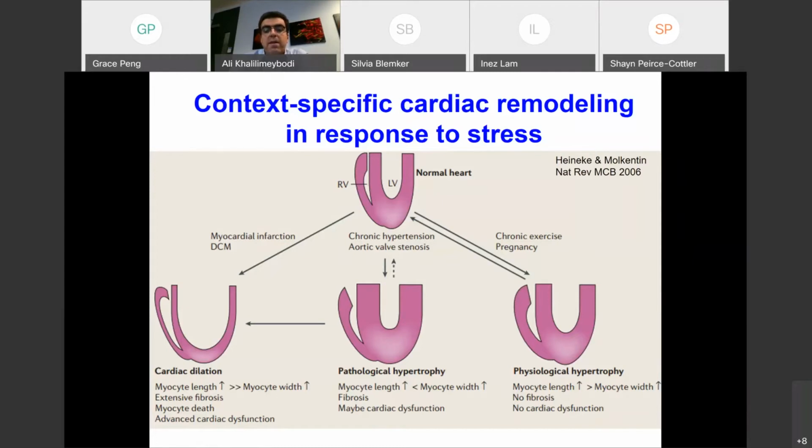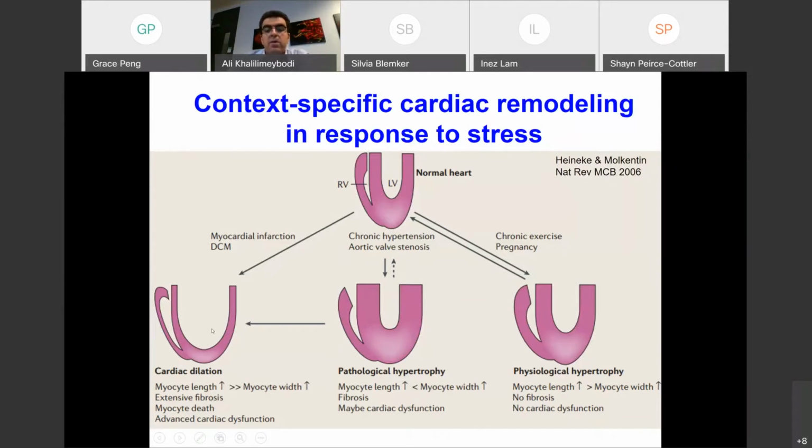And also we have a physiological type of cardiac hypertrophy, in which the growth is uniform and isotropic. It happens, for example, in athletes with chronic exercise or in pregnant women. One of the features of this physiological hypertrophy is that it is reversible. But for the other types, we have nearly non-reversible changes in the heart shape. For example, cardiac dilation happens in most heart failure patients.